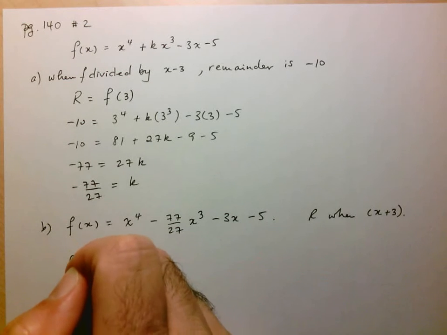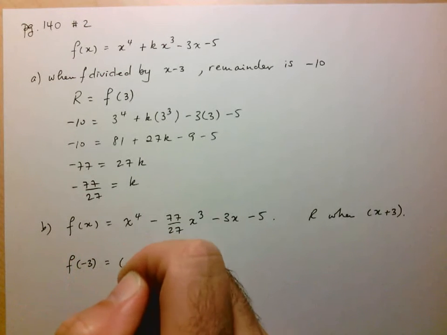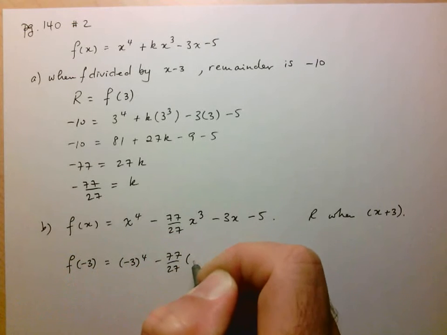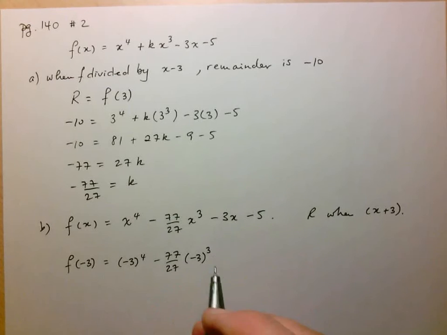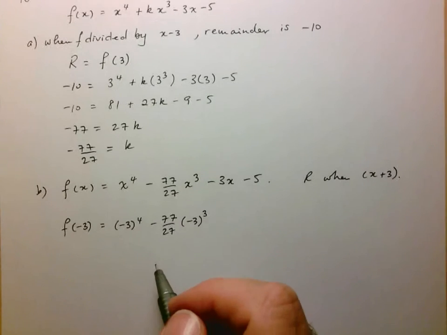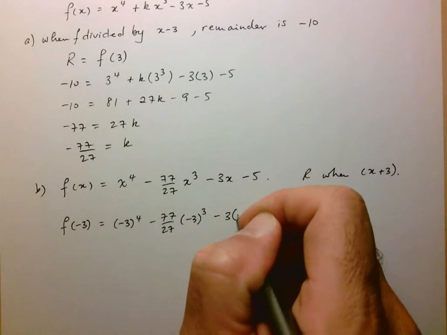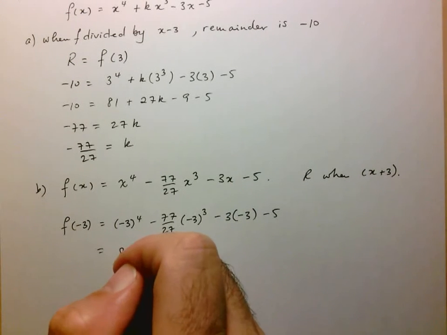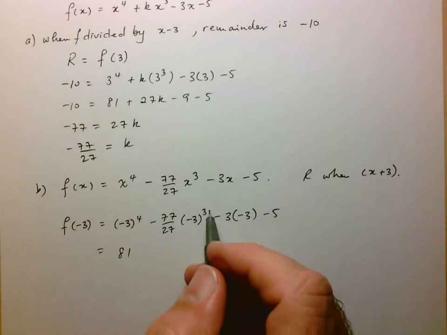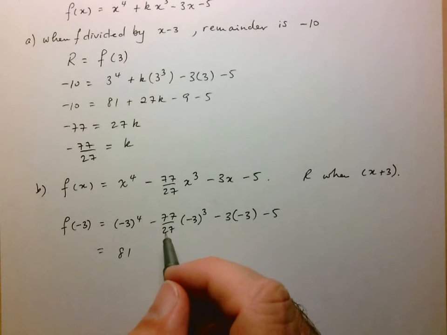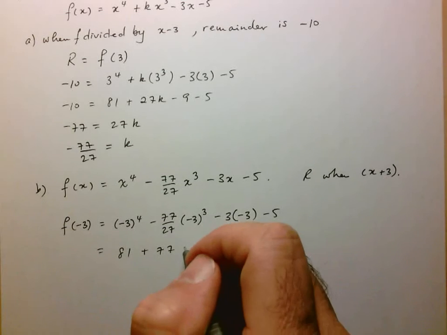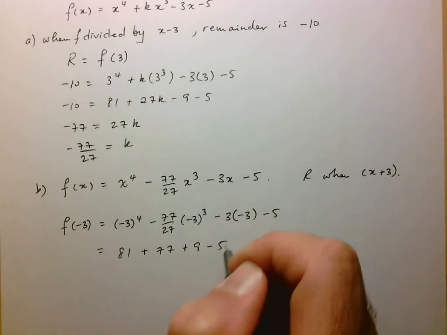So let's do that. f at negative 3 equals negative 3 to the 4th minus 77 over 27 times negative 3 cubed. So actually, that's good news, we'll get rid of that fraction. Minus 3 times negative 3 and minus 5. Here again we have 81. Negative 3 cubed is negative 27, so that reduces the 27 in the denominator, and we end up with a plus 77 here. Then plus 9 minus 5.